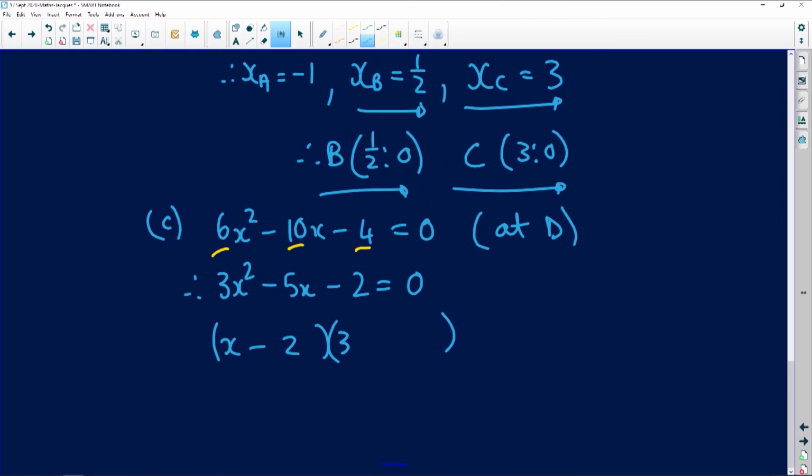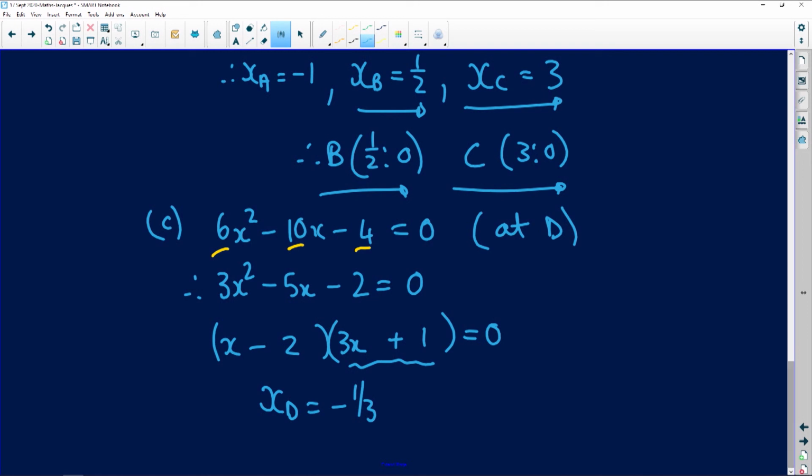Okay, so we know we can factorize this with our eyes closed. There's a 3x needed here to make up the 3x squared. This is a minus 2. The product must be minus 2, so I must multiply it with plus 1. So there's minus 6 plus 1 is minus 5, which works. This is not what we're looking for. We're looking for the x coordinate of D, and that will come from this bracket, which is minus 1/3.